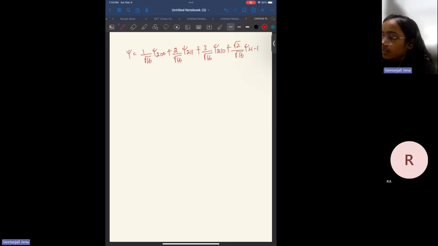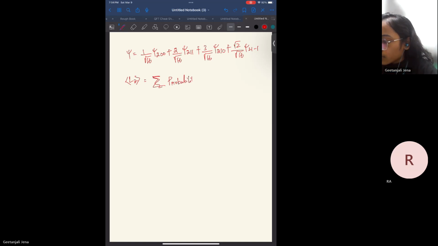So when you have a normalized state, you can directly write the expectation value as the summation of probability multiplied by eigenvalue, the eigenvalue of Lz in psi. So let us first calculate the eigenvalues of Lz in this state psi.